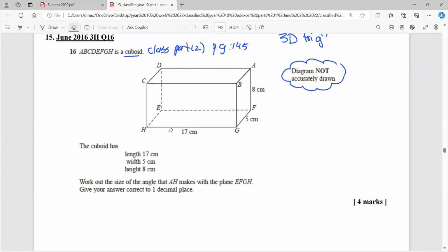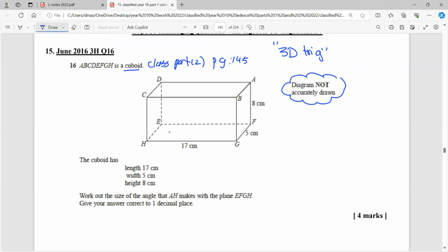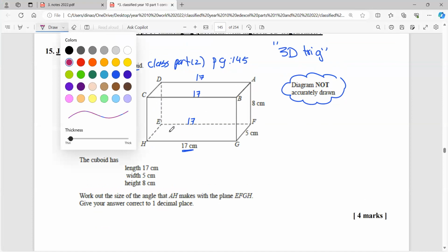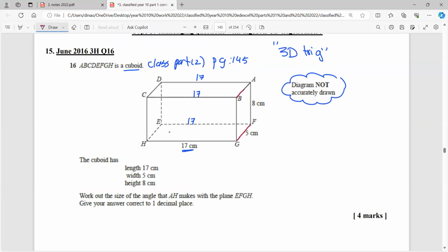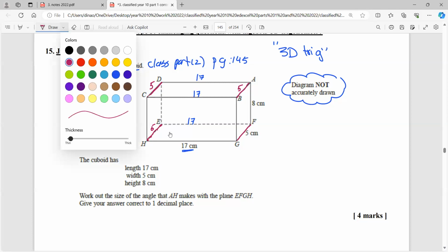Here it says the cuboid has lengths 17, 17, 5 and 8. These are the dimensions. First we need to identify all the equal sides. Where are all the sides whose length is 17? This is 17, this is 17, this is 17, and this is 17. All the parallel sides to 17 are equal. Where are the fives? This is 5, this is the same, 5, and again this as well is 5, and this dotted line over here is 5. All of these lines have a length of 5 centimeters.